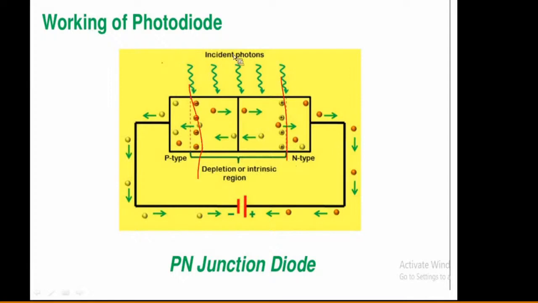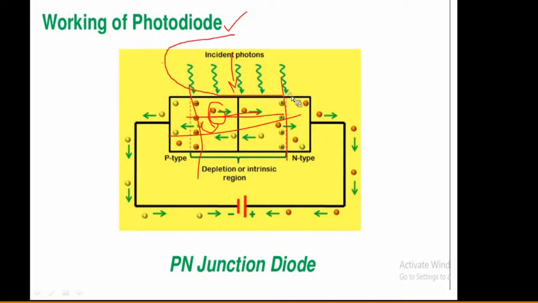When the light is falling on the PN junction, what is going to happen? Due to the photon energy, it will immediately generate some free carriers. These free carriers will move through the junction from the P to the N type, or from the N to the P type. Because of the movement of these electrons and holes, the current conduction will take place. This is the simple working of a photodiode. The only added parameter here is the photon.